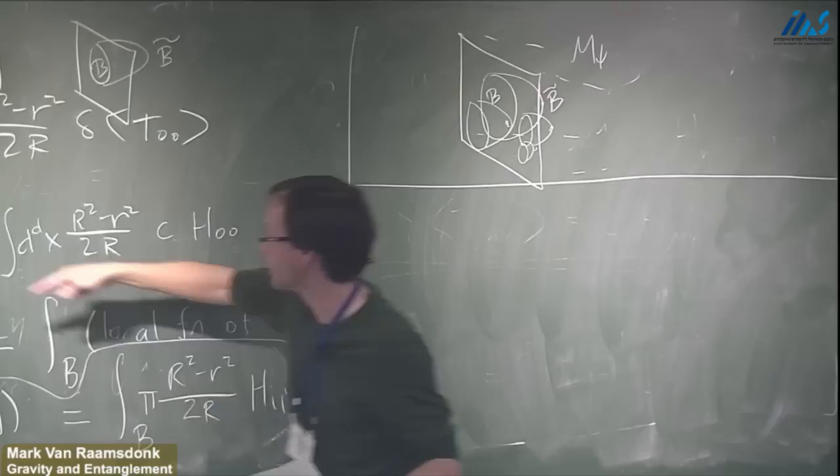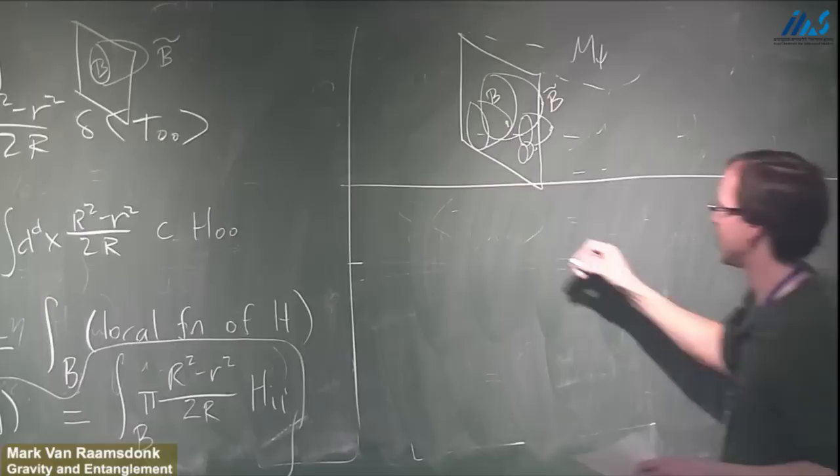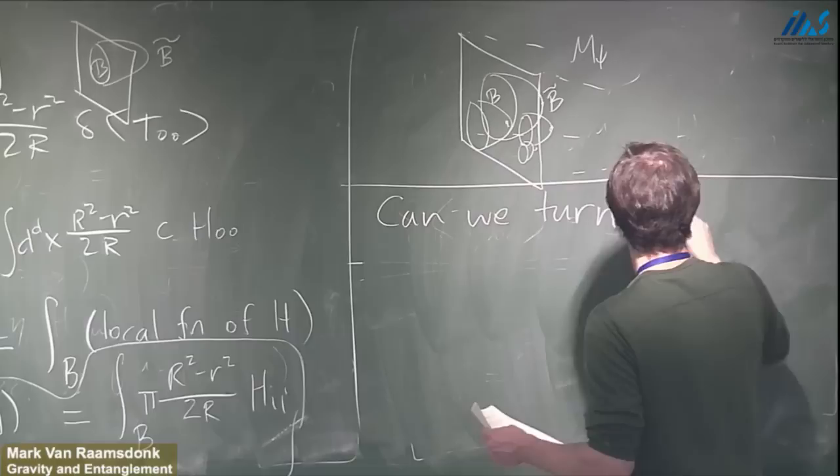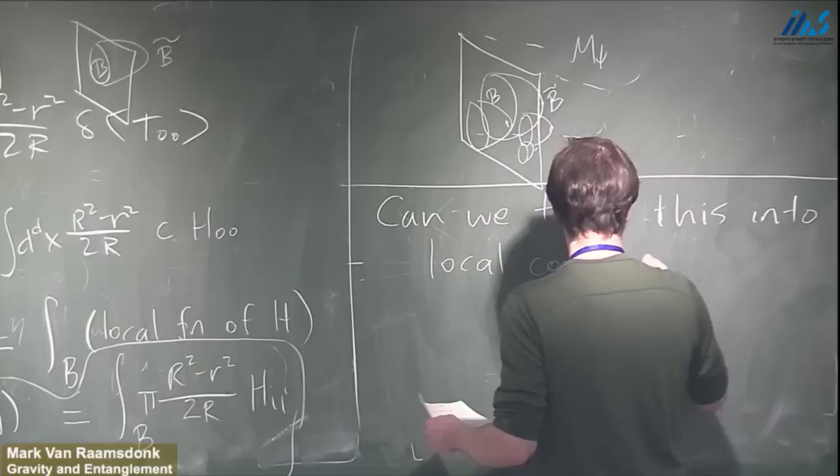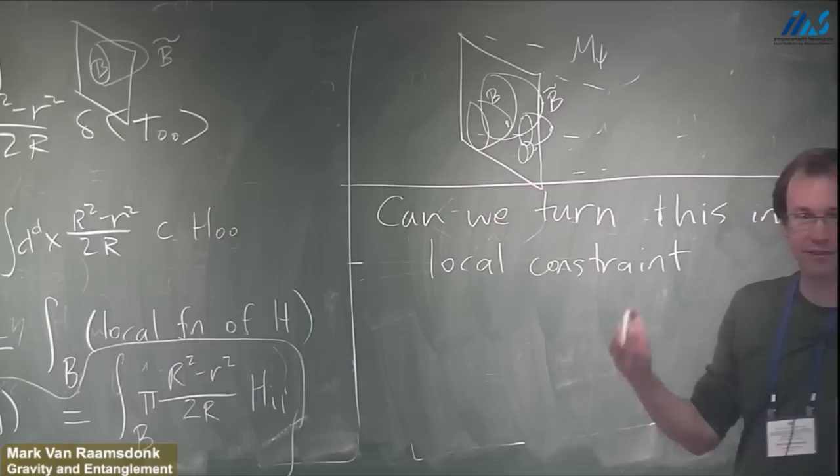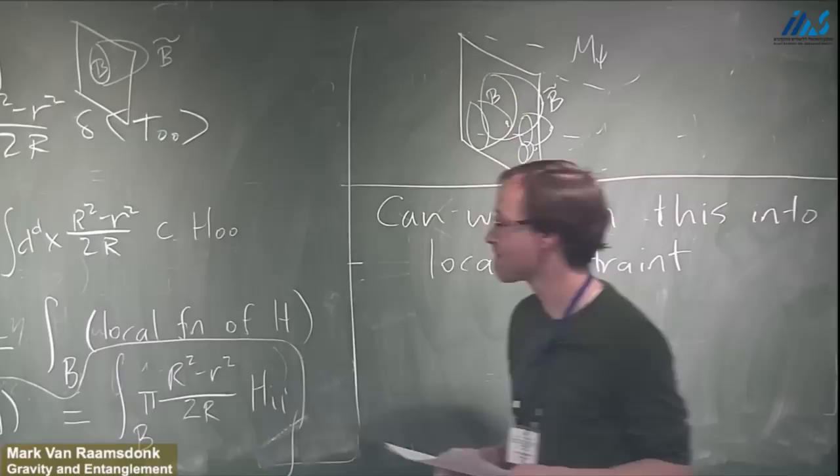Okay. So can we turn this into a local constraint? Any questions from students before I go on? Okay, let me see.